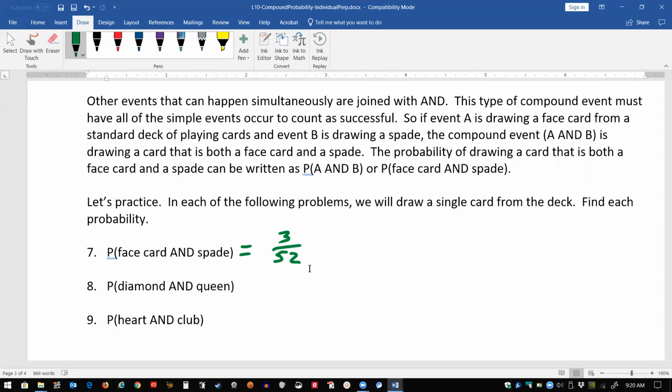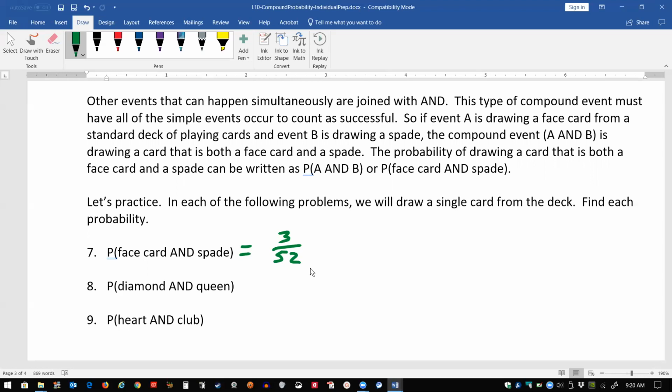So without any formulas, we can do the and compound probabilities. You just have to remember, and means all the events have to be able to happen for there to be a success. For an or, any one or more of the events have to happen for there to be a success. So or is a little bit more flexible and and is much more strict.